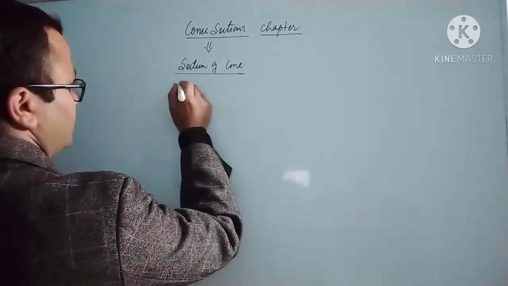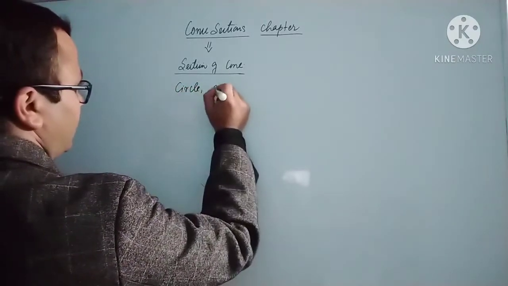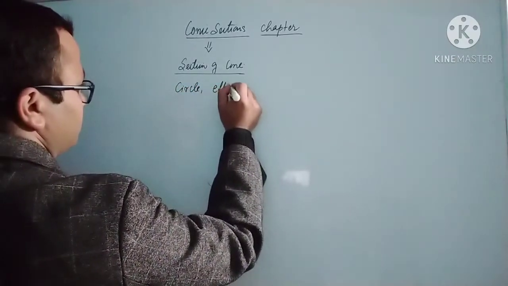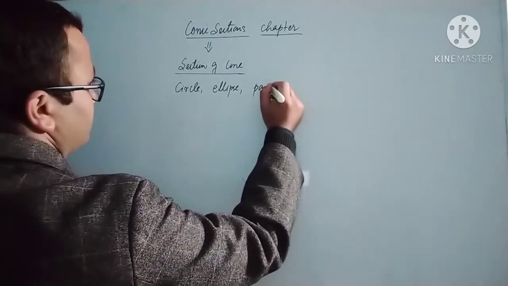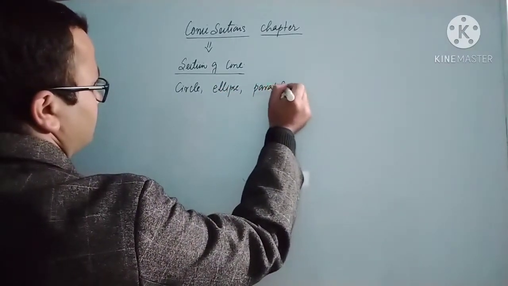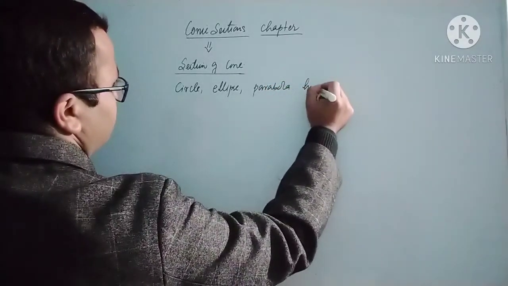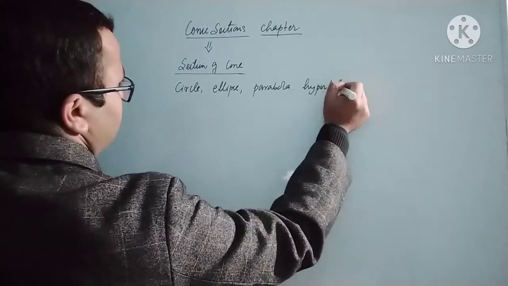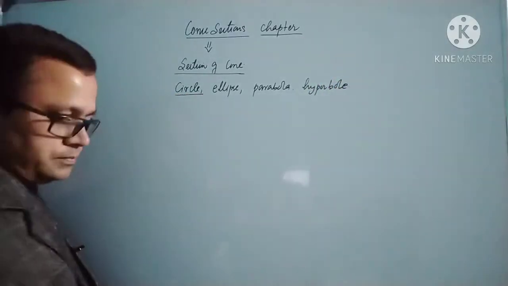one thing is circle, an ellipse, parabola, and the last one is hyperbola. Now first we will discuss the circle.